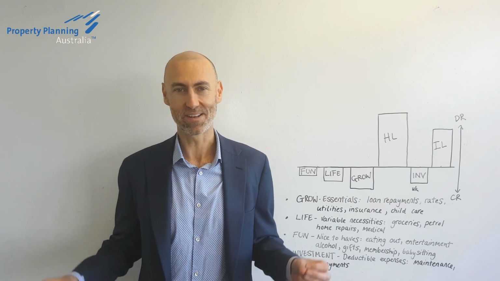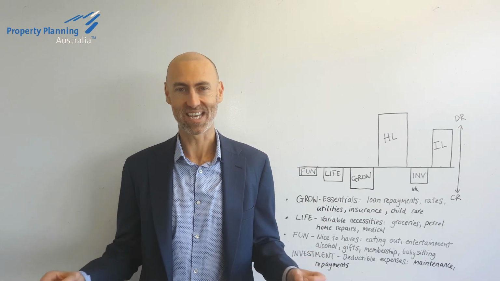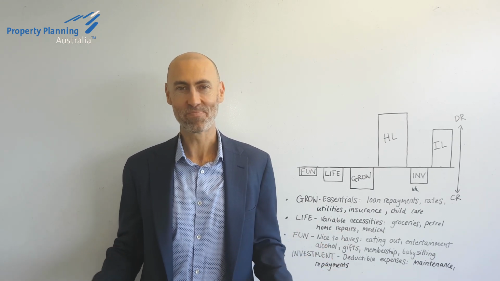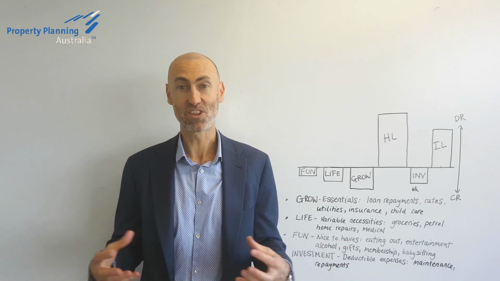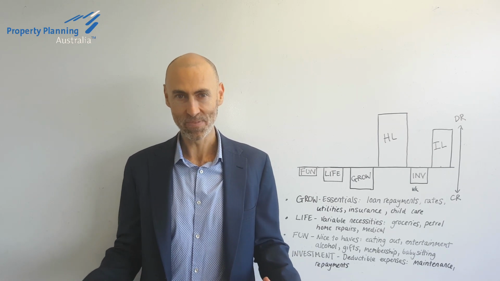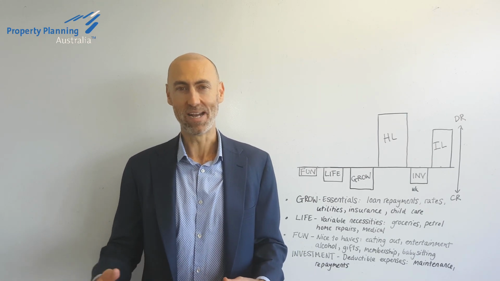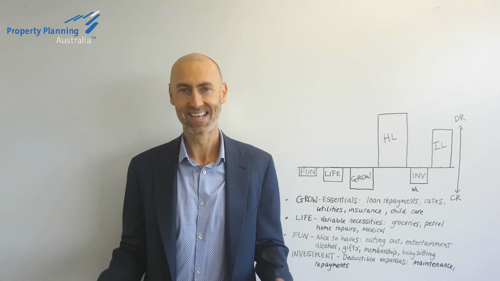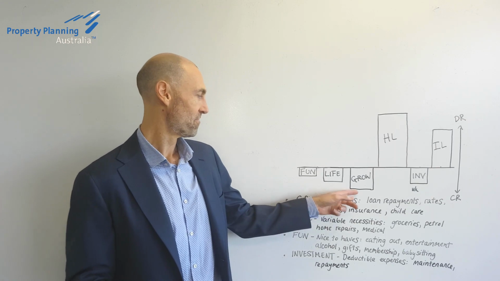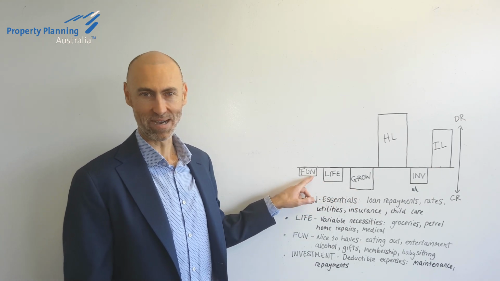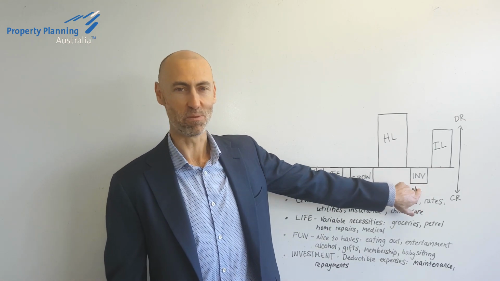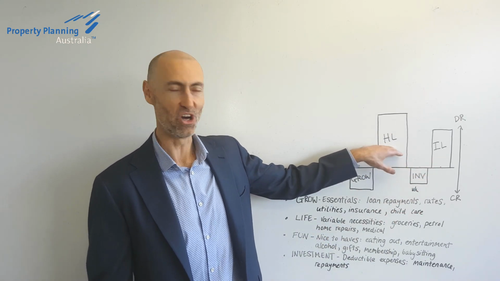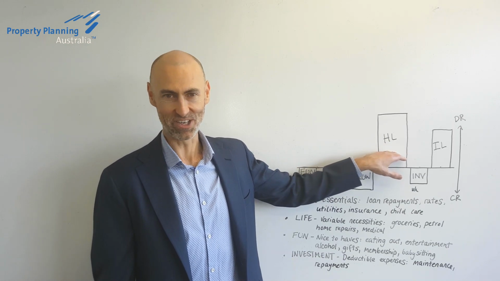Today we're talking about money management and in particular the bucket accounts. Your money management system should work seamlessly with your mortgages and your mortgage strategy. Our preferred money management system involves 4 common buckets: the grow bucket, the life bucket, the fun bucket, and the investment bucket, all of which offset against your non-deductible debt if you have non-deductible debt.